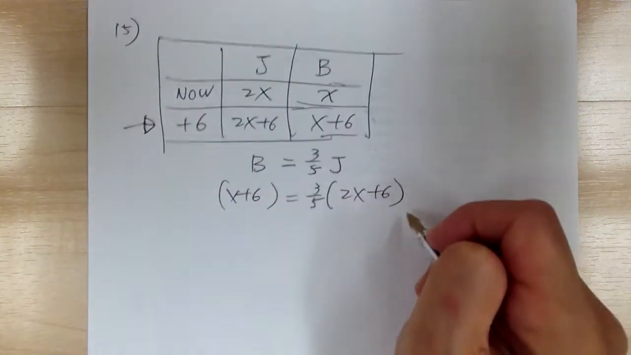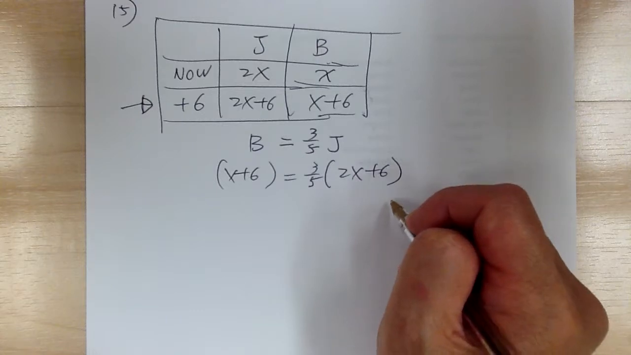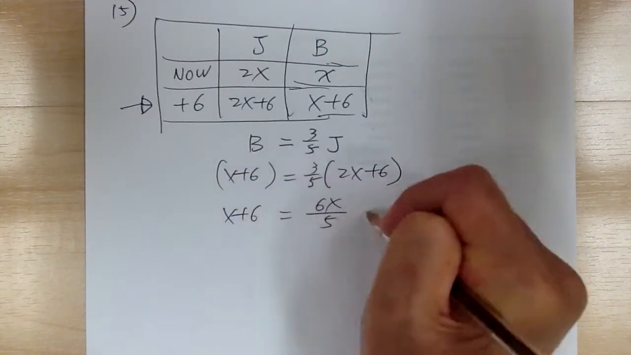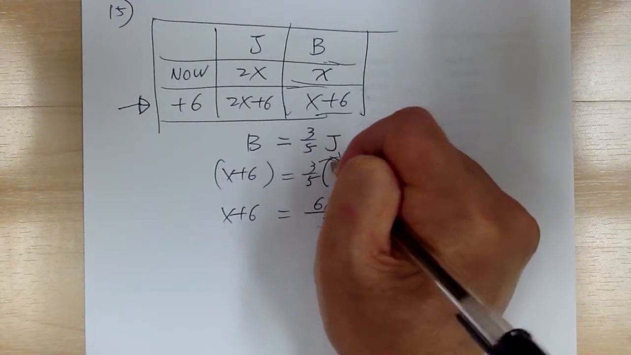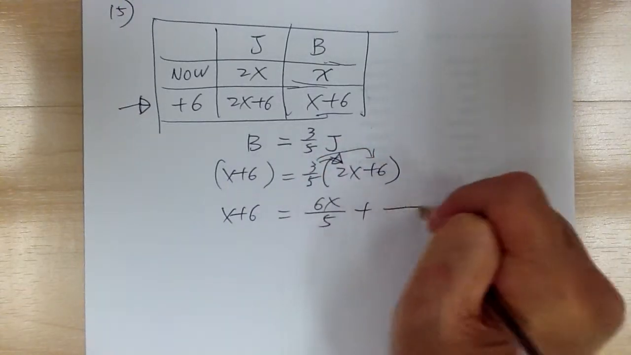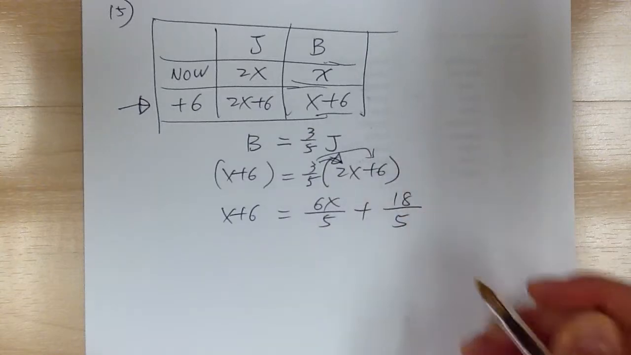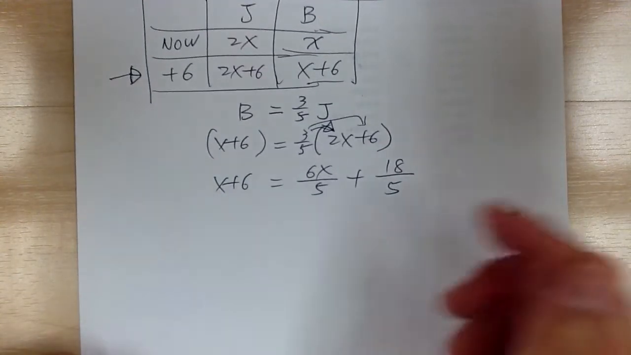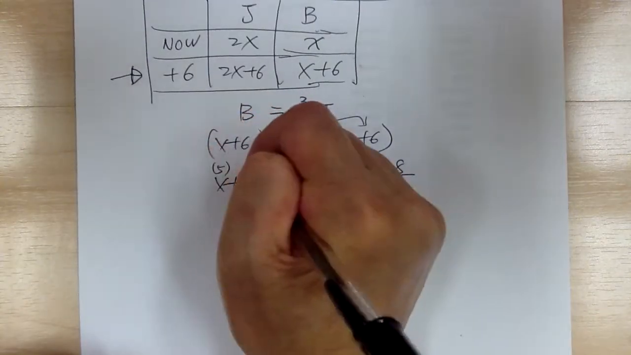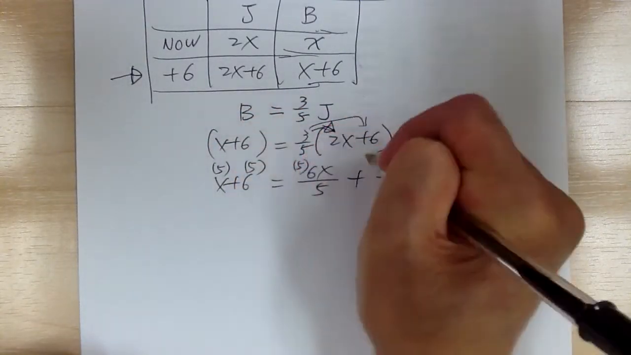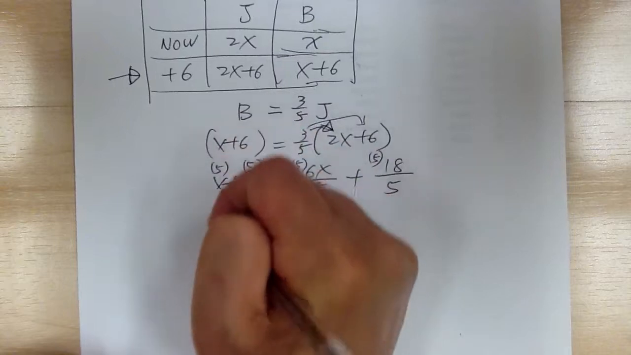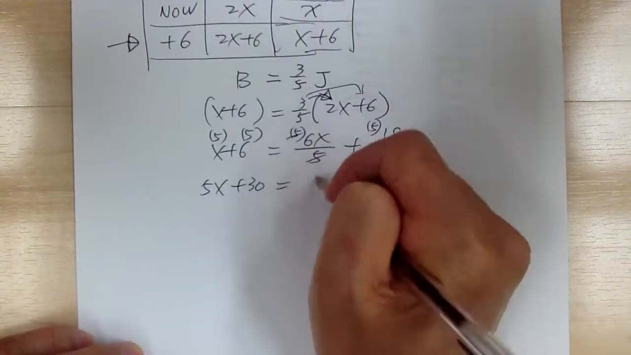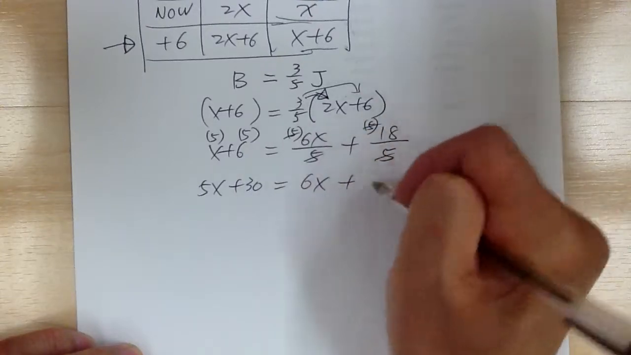So now go and multiply everything out to get rid of the parentheses. So x plus 6 equal to 6x over 5. You distribute. So plus 18 over 5. So now we're going to multiply by the common denominator to get rid of the fraction. So multiply every term by 5. This will give you 5x plus 30. This will cancel out, so you get 6x. This cancels out, you get 18.